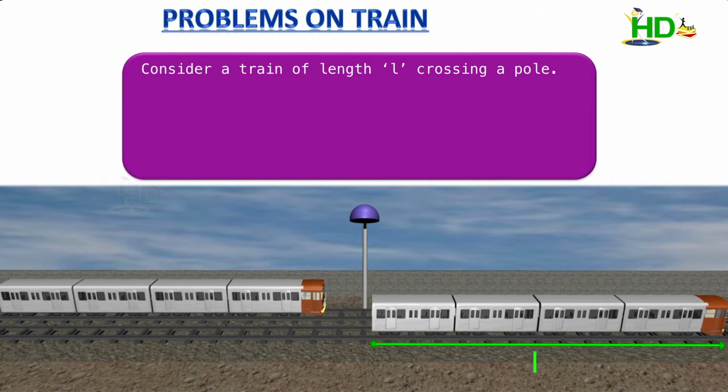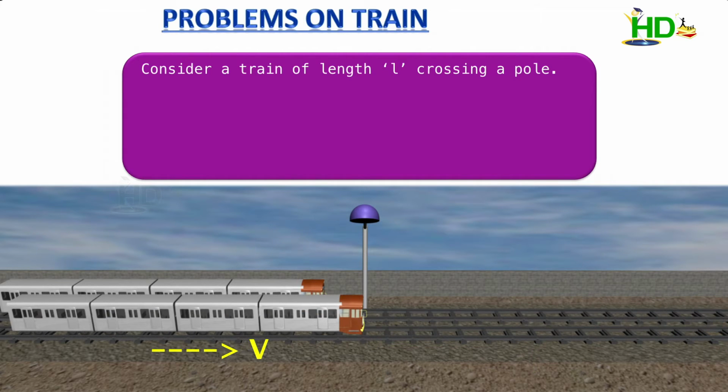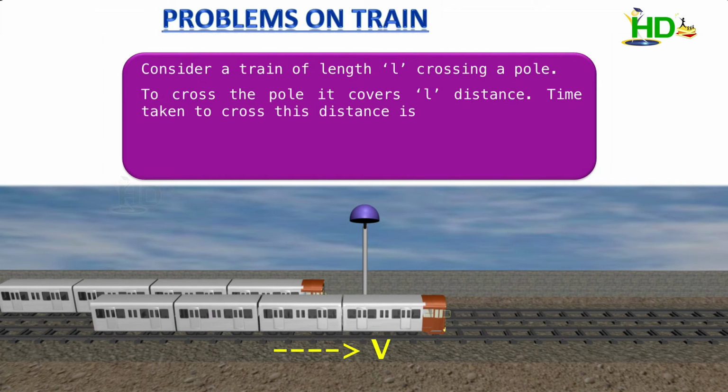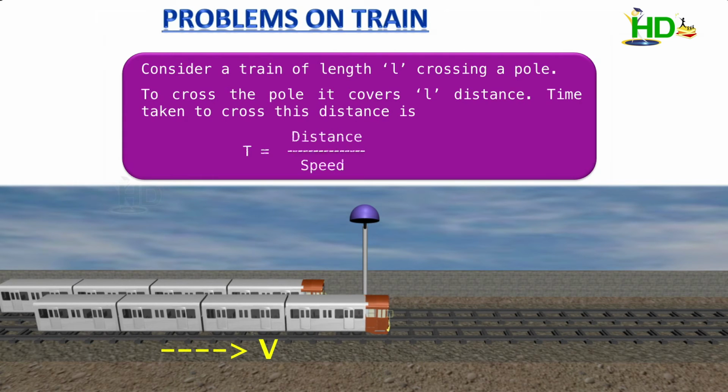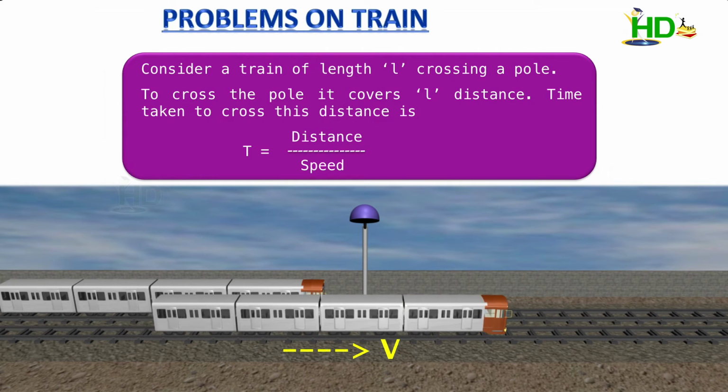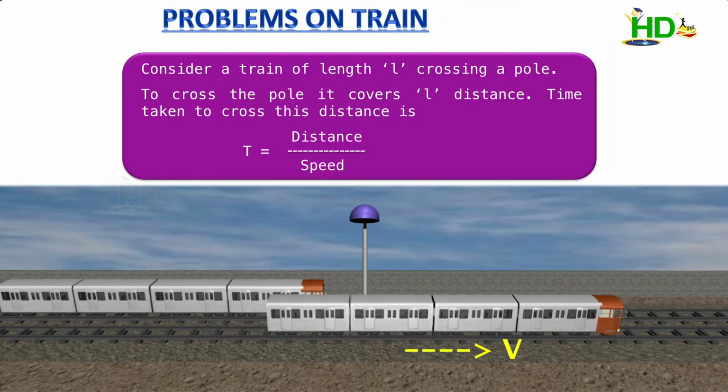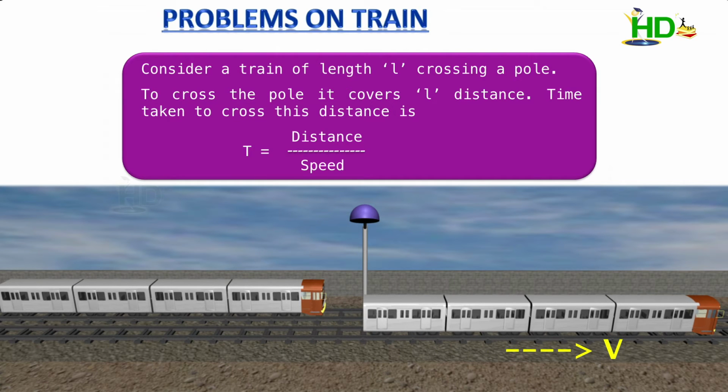Now what is the time taken to cross this distance? If the train is moving with uniform speed, the time taken to cross the pole is nothing but T equal to distance travelled by speed of the train. If the train is moving with uniform speed V, then this is equal to the length of the train by speed, and this is equal to L by V.